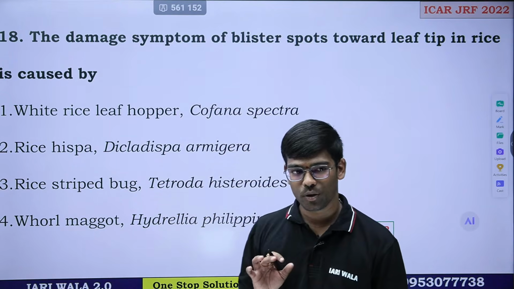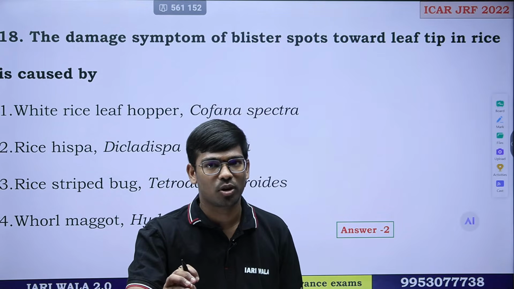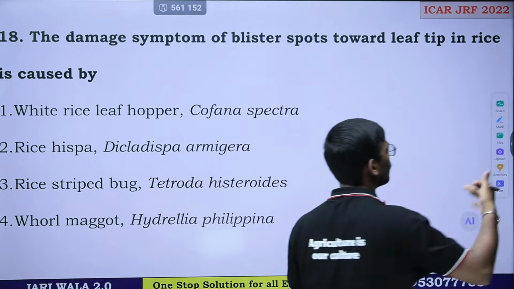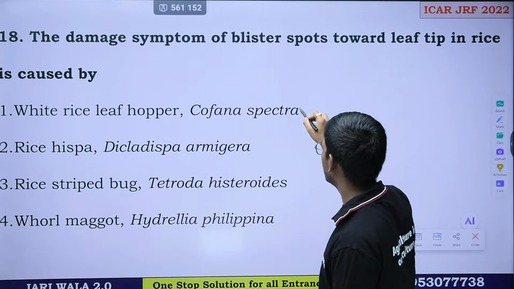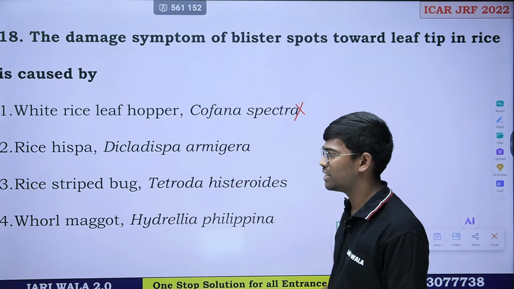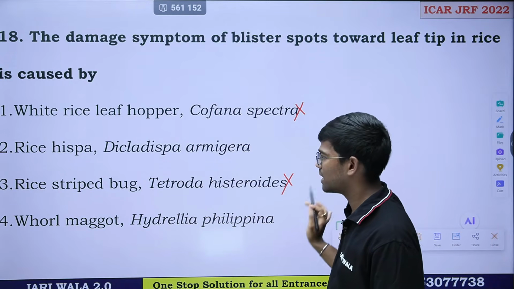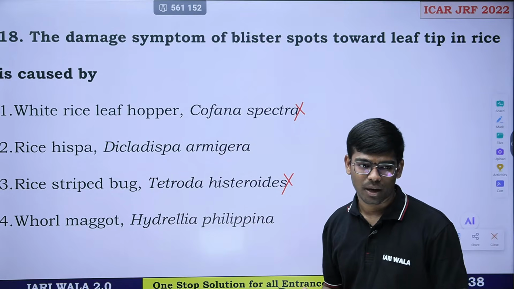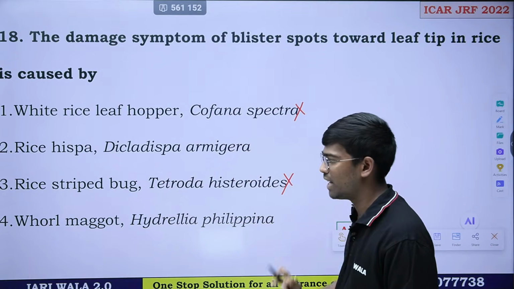Here you can directly eliminate two options. In case of sucking pests, we cannot see blister spots. That thing we know, so here we need to go for an elimination technique. So this will not be the answer, the white rice leaf hopper. Then the striped bug, Tetroida hysteroides, both are sucking pest complex, so they will not cause any blister spots. So the rest of the options are rice hispa and whorl maggot.